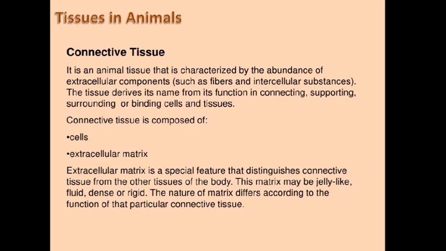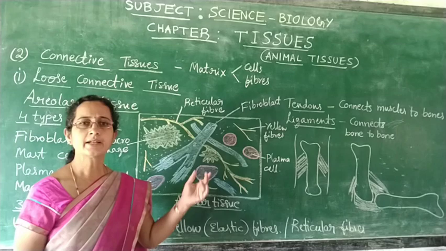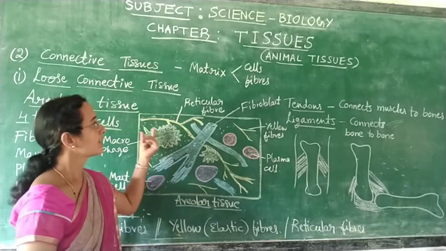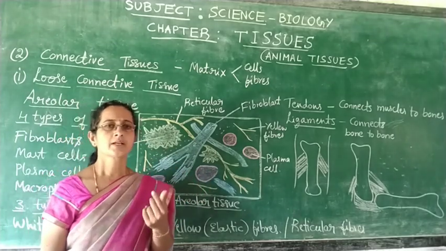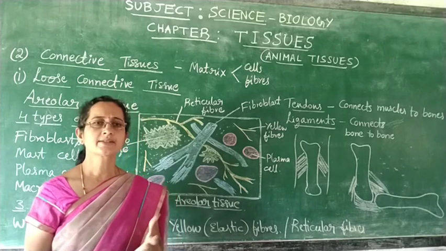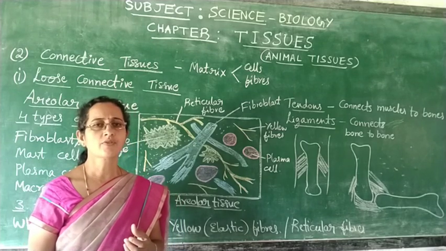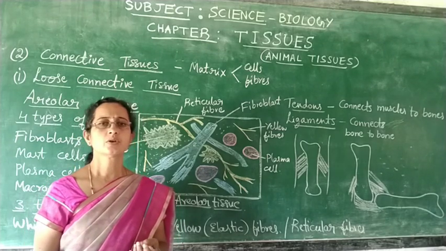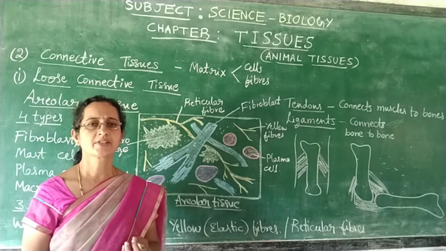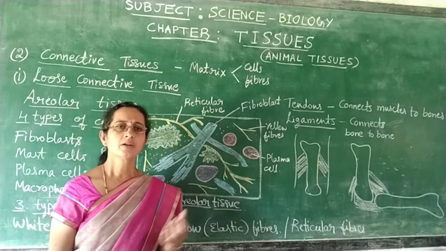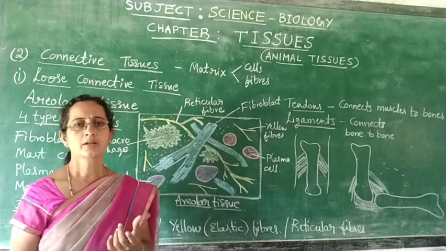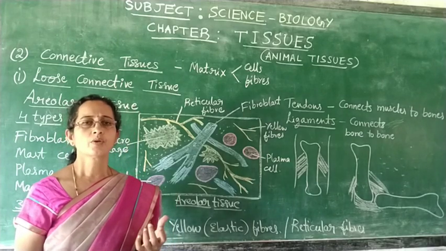Coming to the second type of animal tissue, that is connective tissue. Let us learn the second type of animal tissue called connective tissue. See, connective tissue is one which connects various other tissues of our body like muscular tissue, epithelial tissue or nervous tissue. The examples for the connective tissues are areolar tissue, bone or blood.